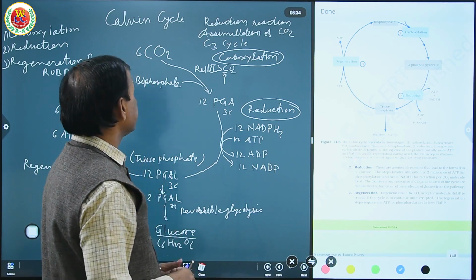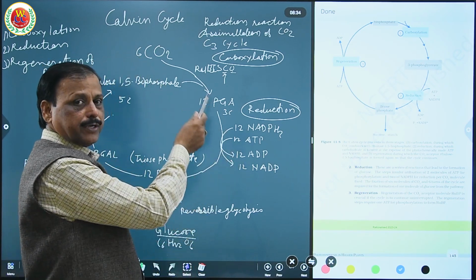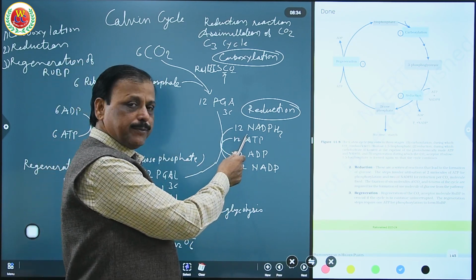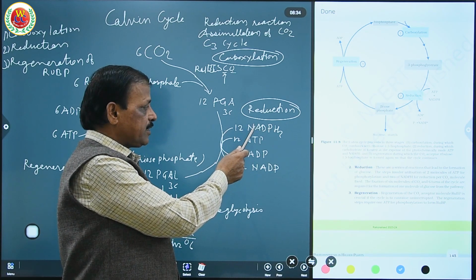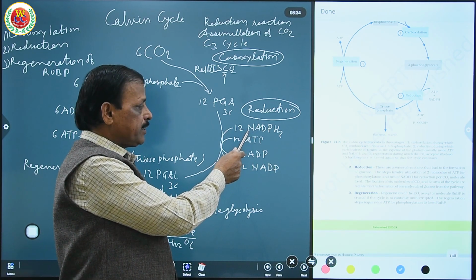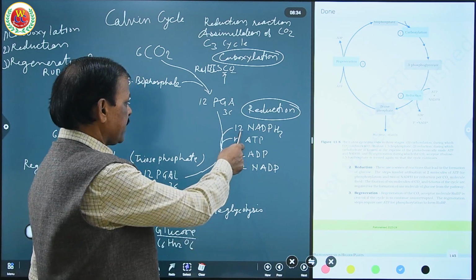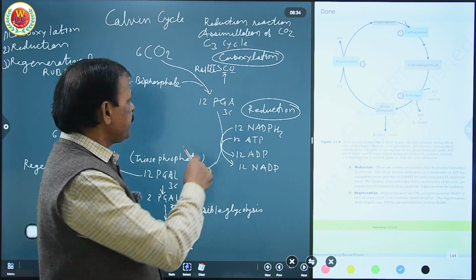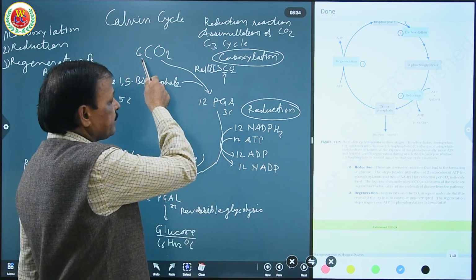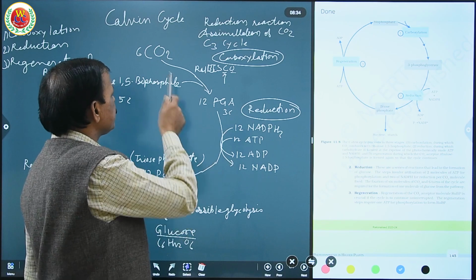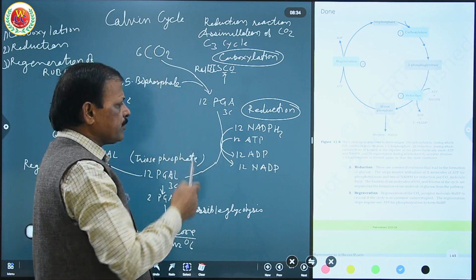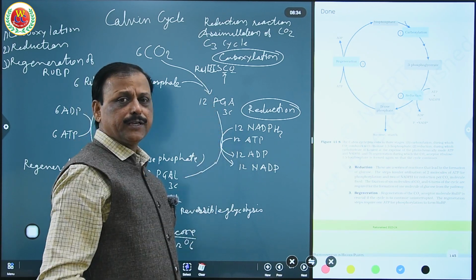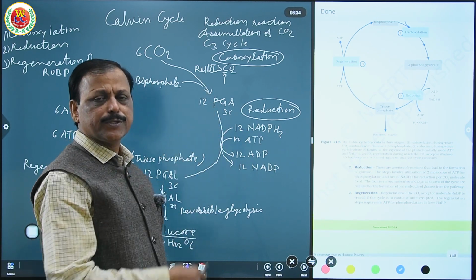Also, a question can be asked: how many ATP and NADPH2 are required to reduce 1 molecule of CO2? With proportion, we can have the answer that 2 NADPH2 and 2 ATP are required to reduce 1 molecule of CO2. Or if asked proportionately, how many molecules of NADPH2 and ATP will be required for, suppose, 600 molecules of CO2, then naturally 1200 NADPH2 and 1200 ATP are required. Proportionately, we have to keep on changing.